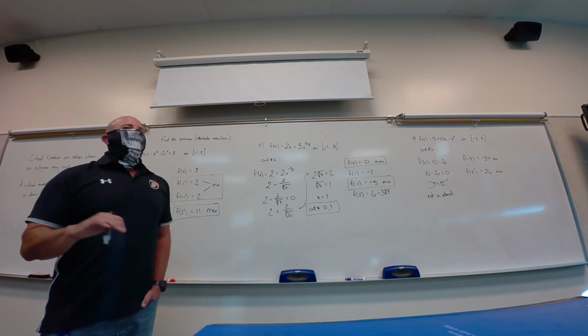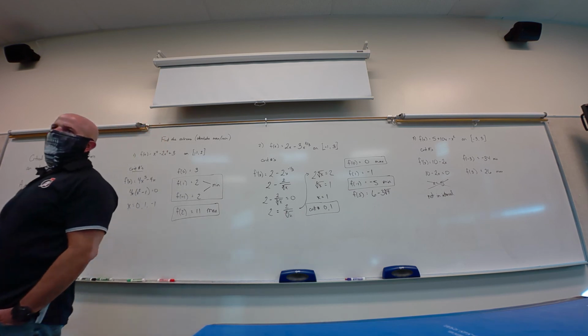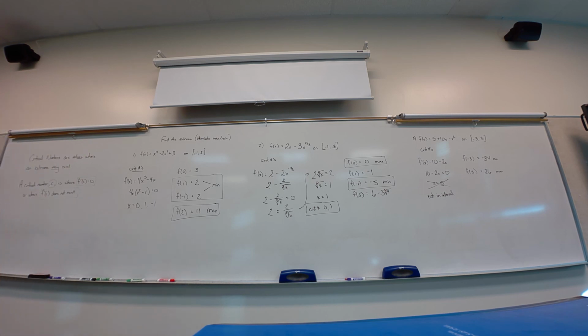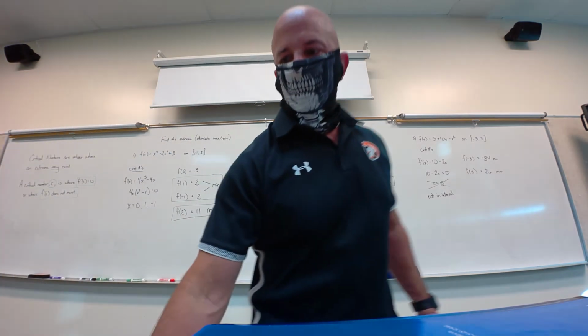Now, if I had not been given the interval of negative 3 to 3, then the only thing I would check is the 5. Okay? That was a critical number of the graph. I just don't have any endpoints to worry about. Everyone okay with that? All right. Well, let's take a look at your assignment.